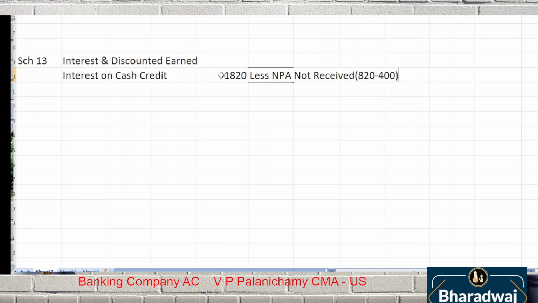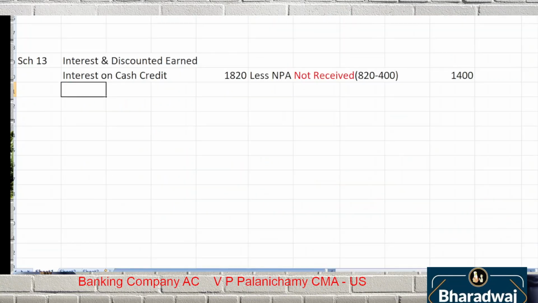Remaining income cannot be recognized, so eliminate it. From the total interest on NPA, we can recognize only 400. So whatever is not received cannot be recognized as income. So eliminate that 420. Out of 1820, on NPA we have not collected 420. Eliminate that, we get how much? 1400.